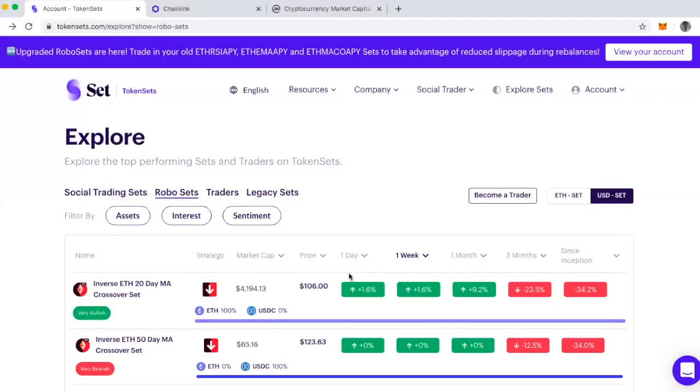I want to walk you through some token sets that are using the token Link. I've had a lot of people reaching out and asking just about the performance of different token sets that use Link. So I'm going to focus just on their performance. This has nothing to do with the fundamental value of the token Link.